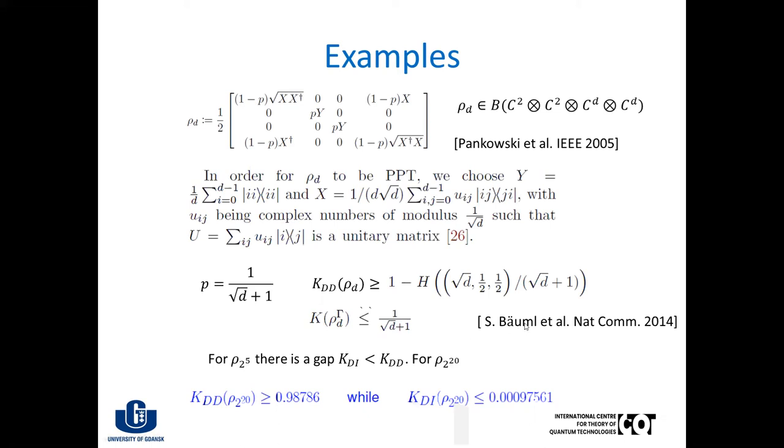The last line was checked here, and if you go to numbers, then rho with parameter d equal to 2^5 already satisfies a gap, so the KDI is less than KDD. If you make it rho 2^20, then you obtain the following gap: the device dependent key of rho is lower bounded by almost 1, and the device independent key is upper bounded by something close to 0, like 10^-3. So this is like a main example, the family of them.